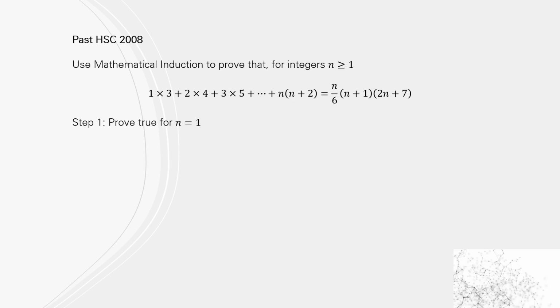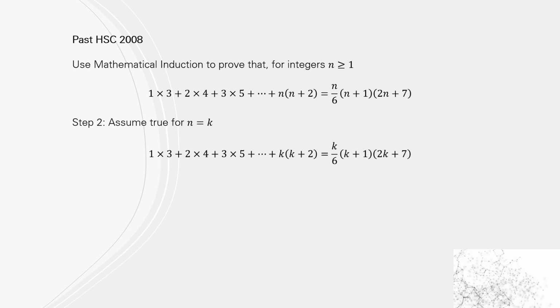So step 1, prove true for n equals 1. The left-hand side is the first term, so that's 1 times 3, which is 3. The right-hand side, the sum of that, is replacing the n with 1: 1/6 of 1 plus 1 times 2 times 1 plus 7, and that equals 3. So the left-hand side is equal to the right-hand side, and we have proven that it's true for n equals 1.